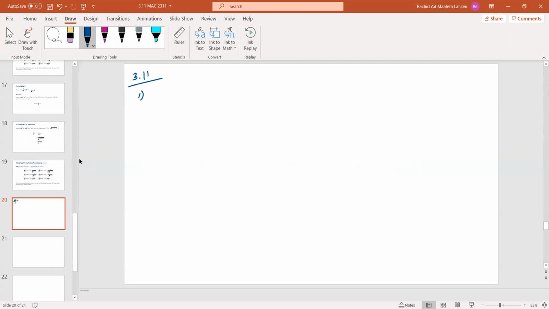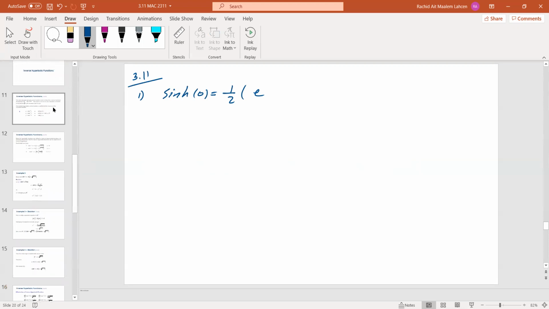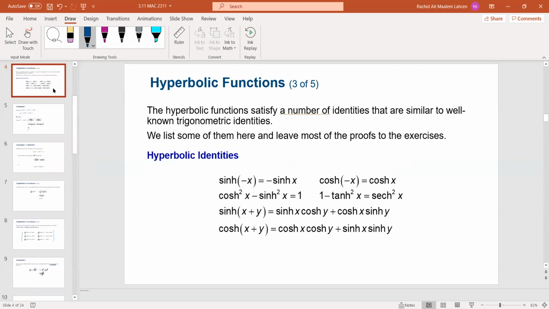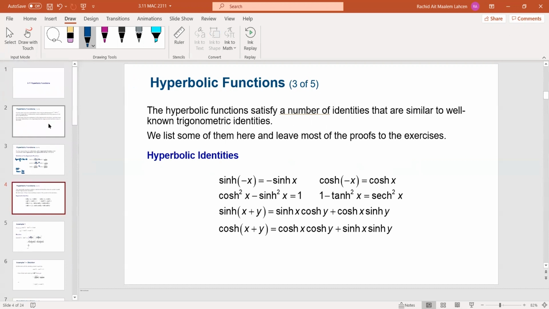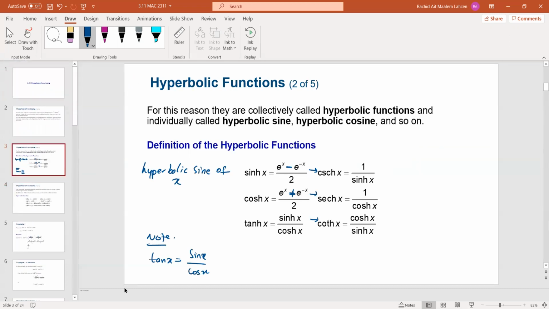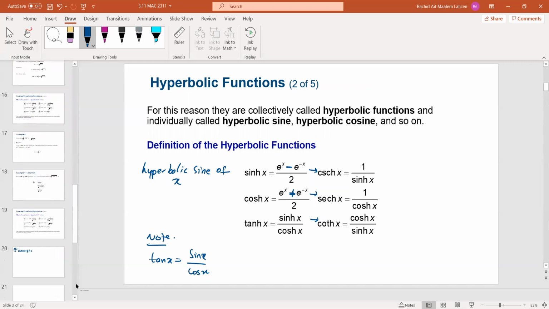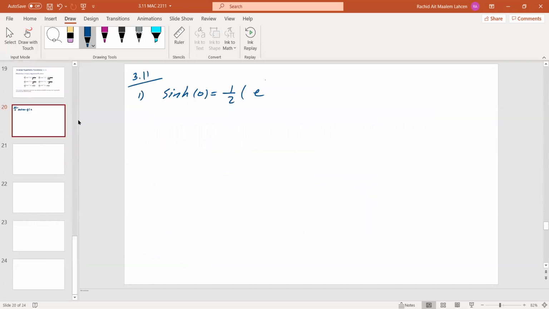So number one, for example, what is the hyperbolic sine of 0? Of course, we're going to follow the formula that we had. Right, so we'll just follow the formulas that were given. And of course, 0 and negative 0 are going to be the same. So 1/2 times 0, which is 0.